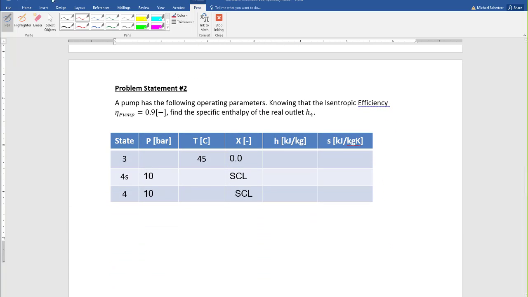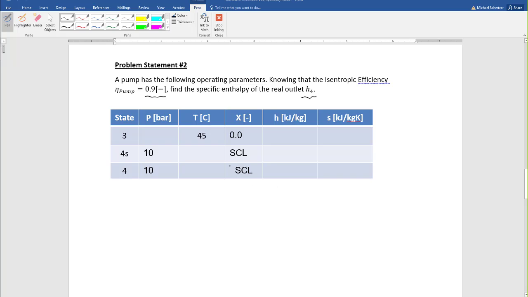So here we have a pump, right? And it has these operating parameters. And we know that the isentropic efficiency here is 90%. Knowing that, how do we fix the real outlet of the pump? So the pump is just like the turbine, right? It's at steady state, one inlet, one outlet, and adiabatic. So from all of that, we say that m dot in is equal to m dot out. We get that from continuity, or conservation of mass.